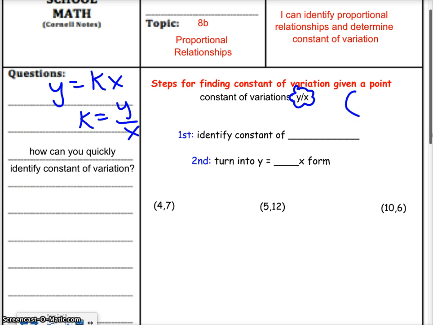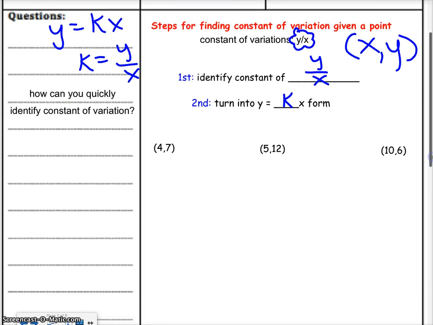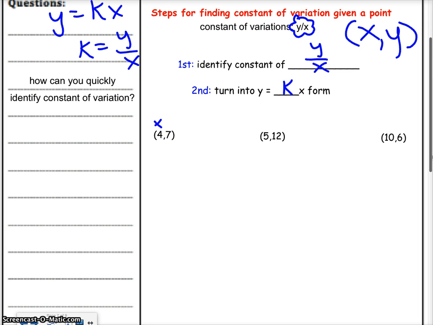And you know what else you need to know? X is first, y is second. You need to know that. Okay, so the first thing you're going to do is y over x again. And then you're going to multiply it, or just write the equation. So you do y over x, and then you write it. X is my 4, y is my 7. So k is equal to y over x, so 7 over 4, and then just write the equation.